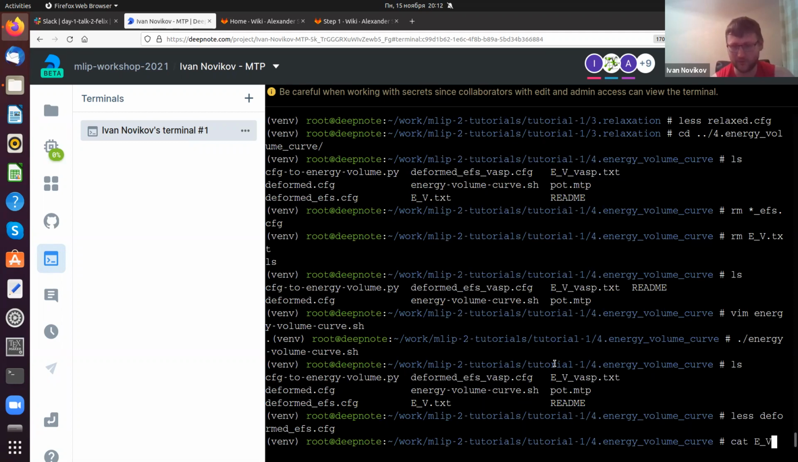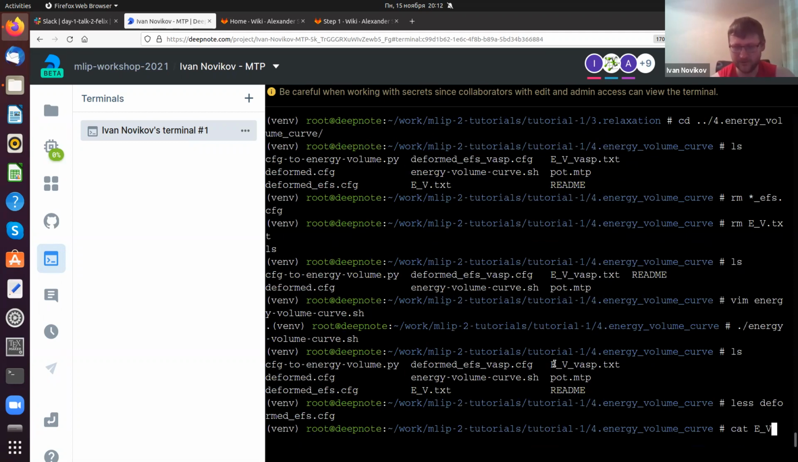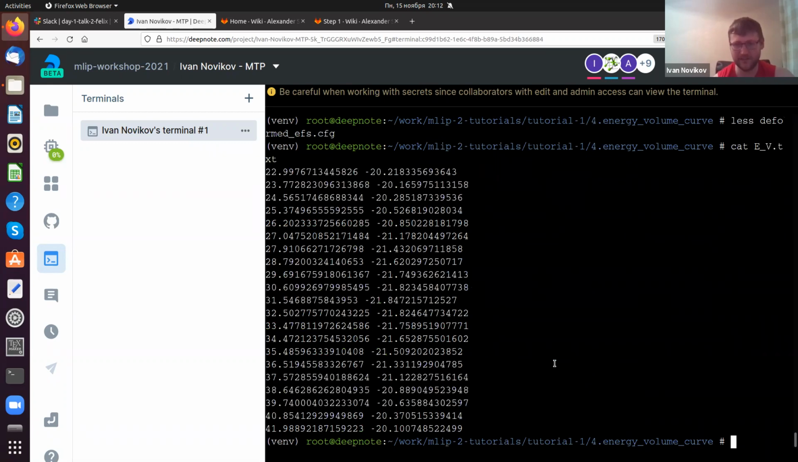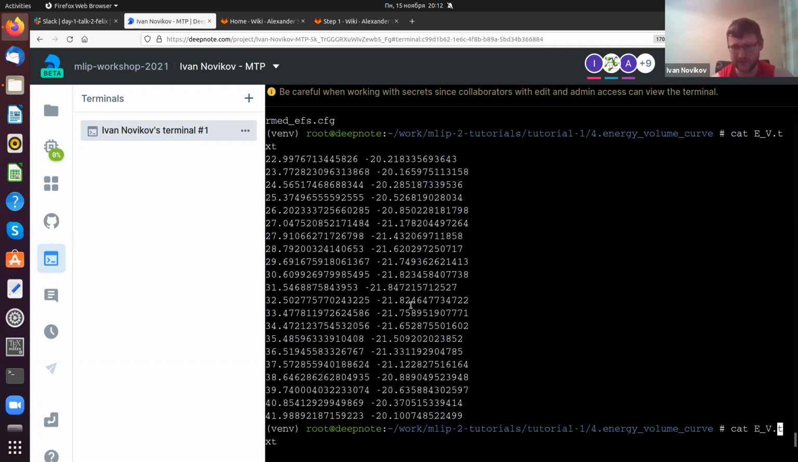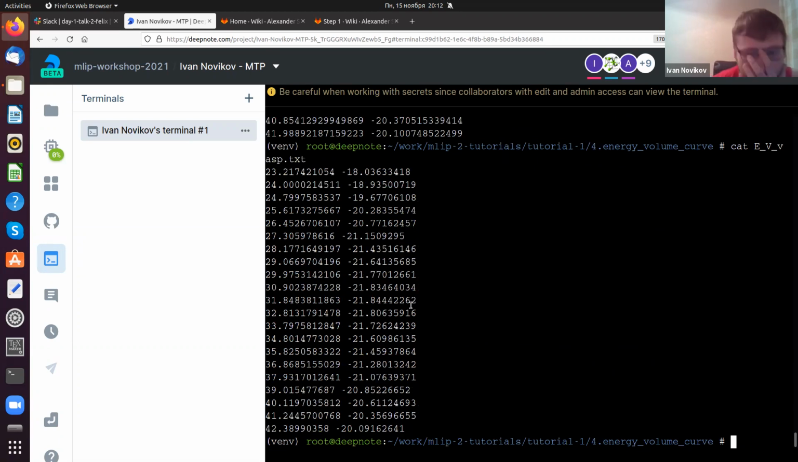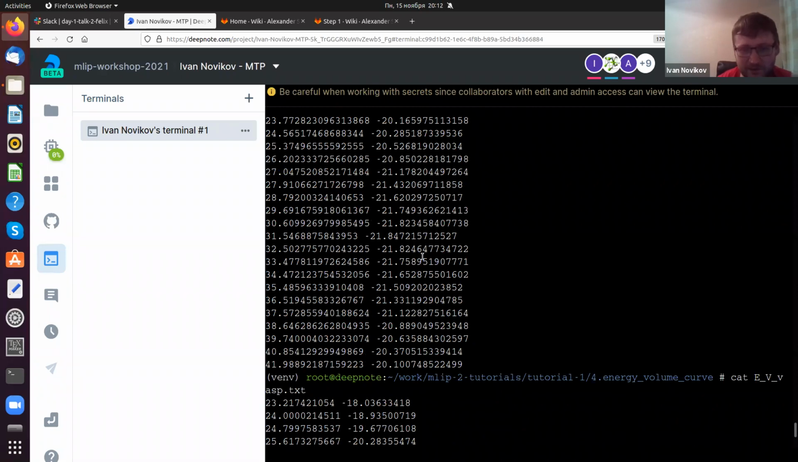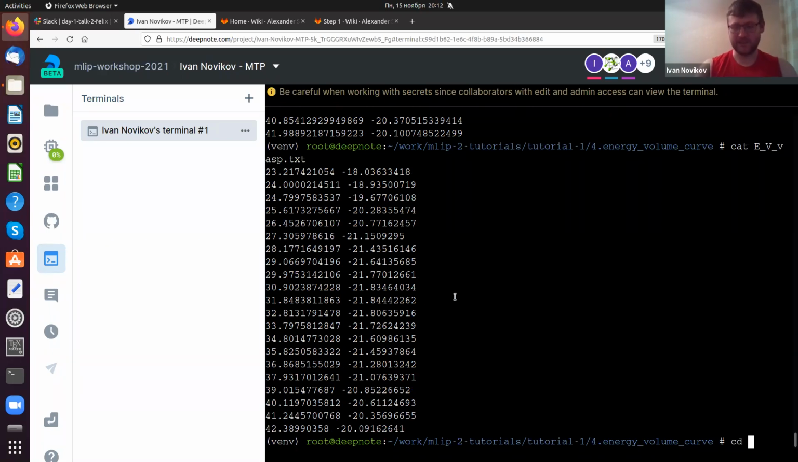I will not draw, of course, the energy volume curve here, but we can cut. As we can see, this is the energy volume curve calculated with MLIP. This is the value in the minimum, minus 21.84. And let's compare to the DFT. We also have the energy volume curve calculated with WASP. So very close, also minus 21.84. This is the energy, this is also the energy. Very close to each other.